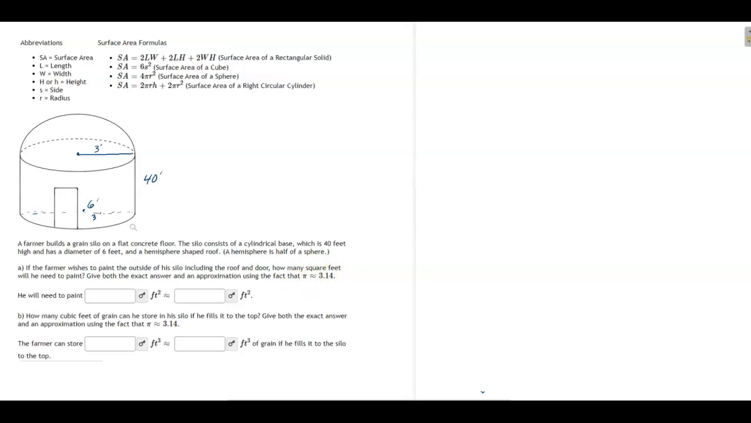So we have to paint this, that is a question to deal with surface area. So we're looking for the surface area. We've got a cylinder, right? This is cylindrical. It's the cylindrical base. And then this is a hemisphere or half sphere. I'm going to write half sphere. That's what hemi means, is half. So, hemisphere. Let's write that a little more neatly.